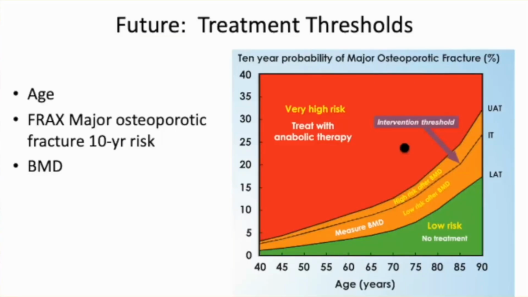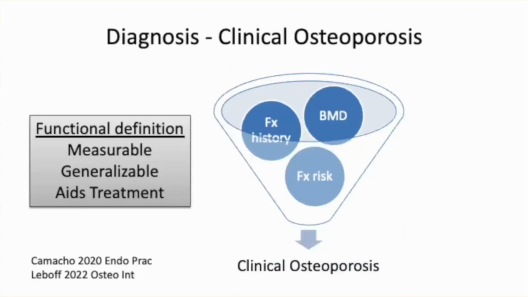And what you have is age plotted on the x-axis and the major osteoporotic fracture risk on the y-axis. And if you put in a patient, for instance, and this is the patient we just talked about, who had about a 25% risk of fracture, she was 72 years old. See, she's in the red, she would be classified as very high risk, and this would be an indication for an anabolic therapy. I think this is going to hopefully come to the United States in the future, and it'll be very helpful for us.